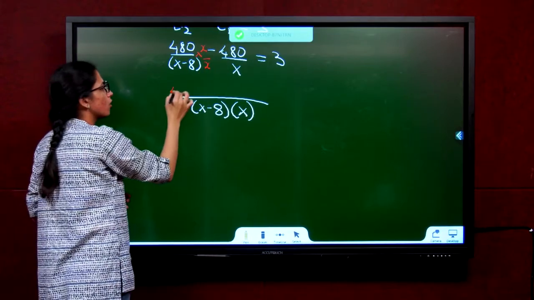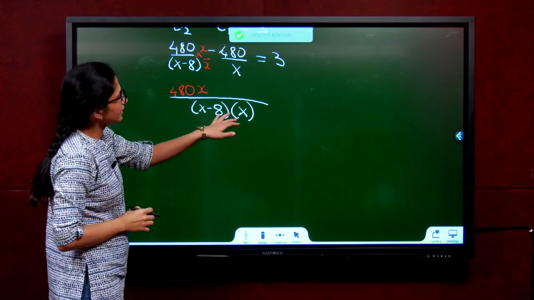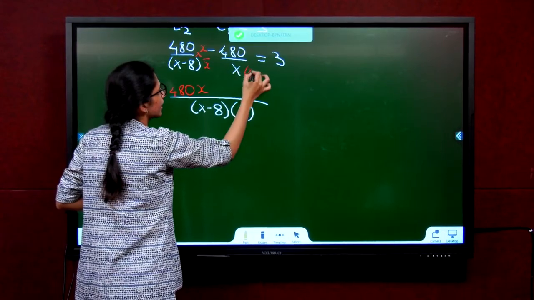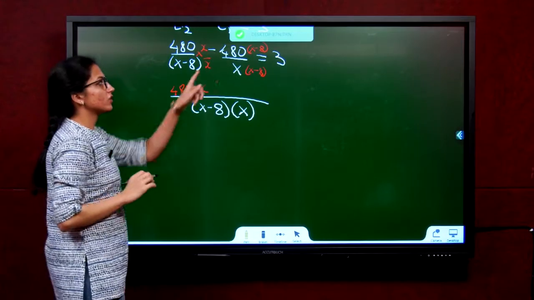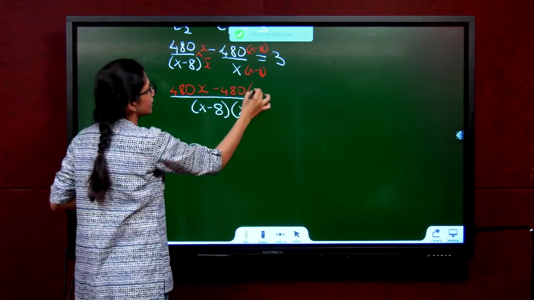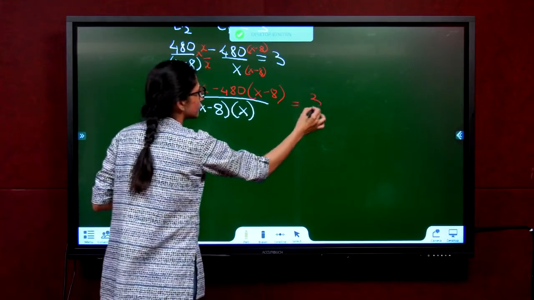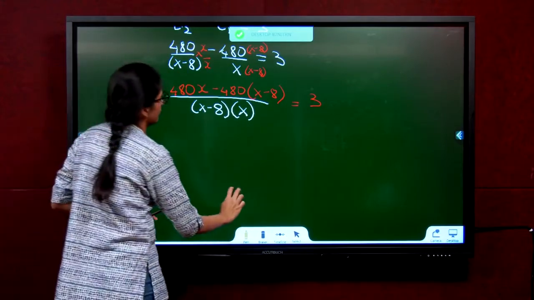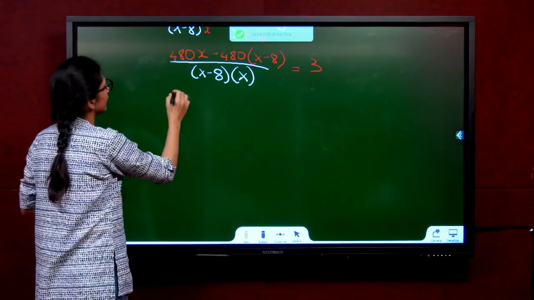So this will become 480x. I want x minus 8 into x. I already have x here, so multiply and divide with x minus 8. So now it is 480x minus 480 into x minus 8 is equal to 3. Let us continue to solve this further. What happens next?